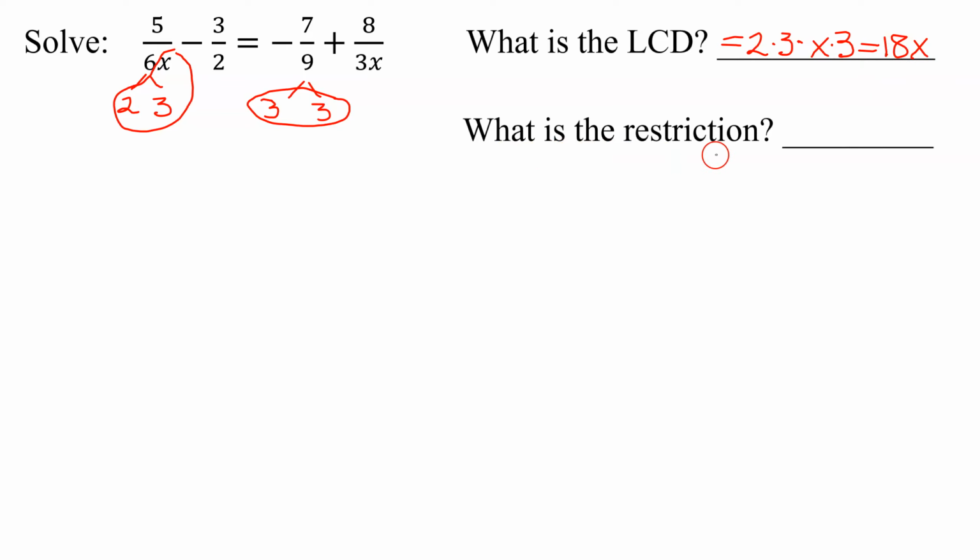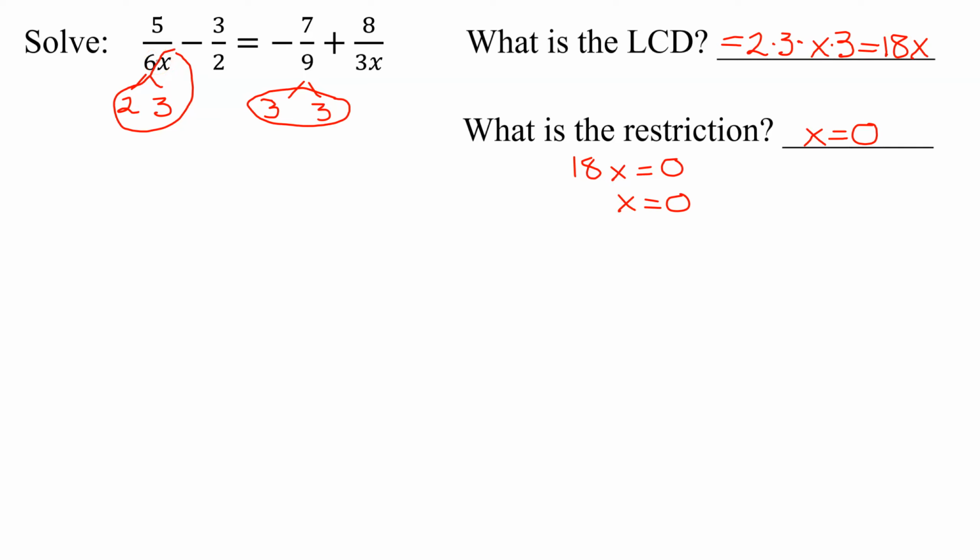Now we need to find the restrictions. Those are the values that turn our denominator equal to 0. Those are the values that are not allowed as solutions. So you take your LCD and you set it equal to 0. So I get 18x equals 0. Well, 18 can't equal 0, so we know that x has to equal 0. So what's the restriction? It's x equals 0. That is the one value of x that cannot be a solution, because it will turn this denominator and this denominator into zeros, and you remember you cannot divide by 0.